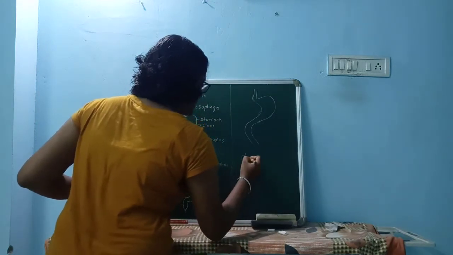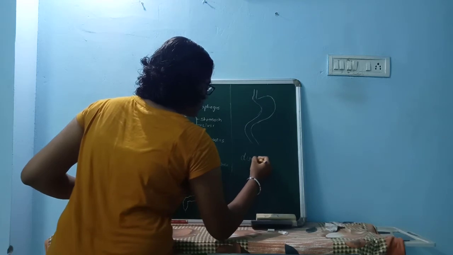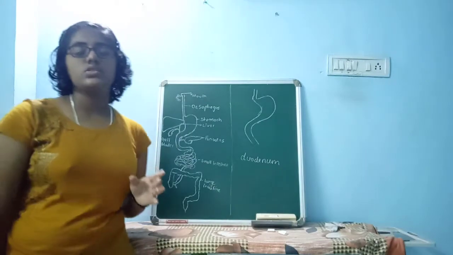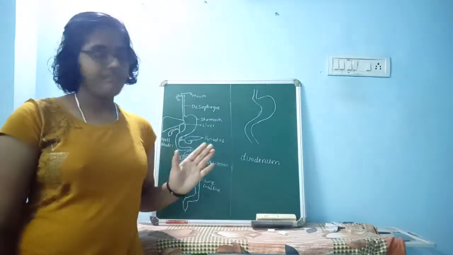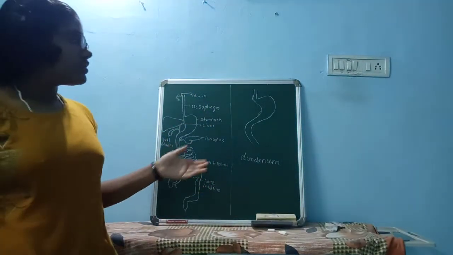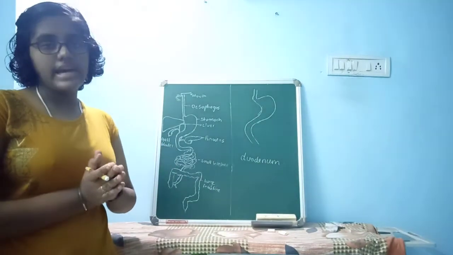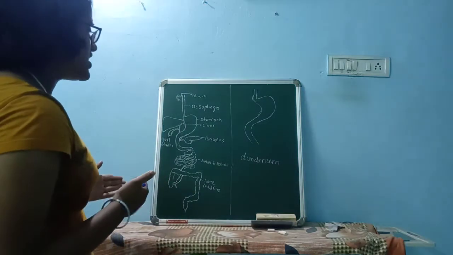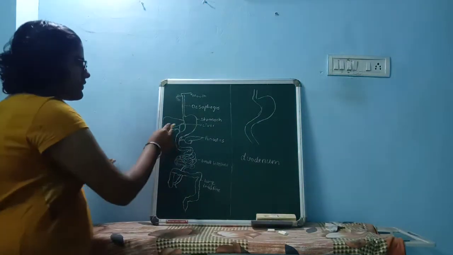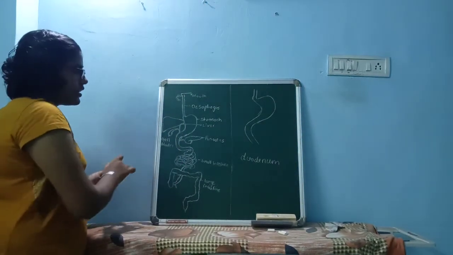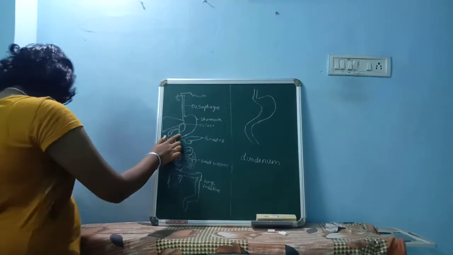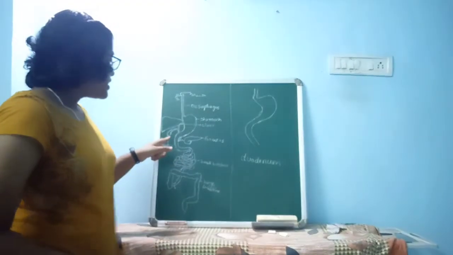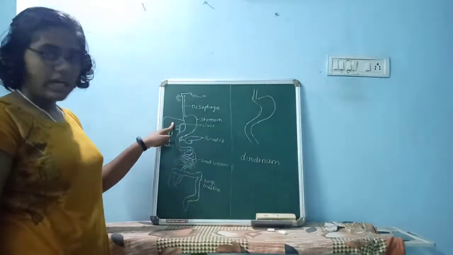Duodenum. Okay. The first part is known as what? Duodenum. Okay. Now, some of the food will get digested in this duodenum. So in this duodenum, what will happen is, here I have, see, this is the liver. Here, this is the duodenum. Here, it is the liver.